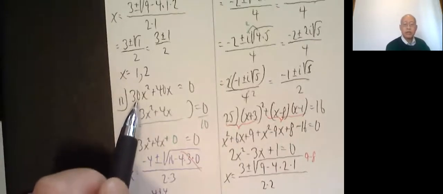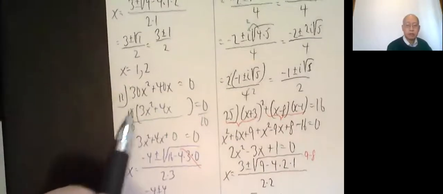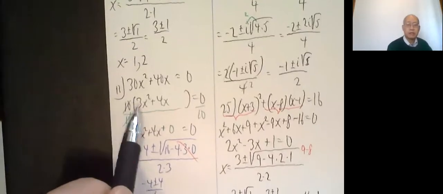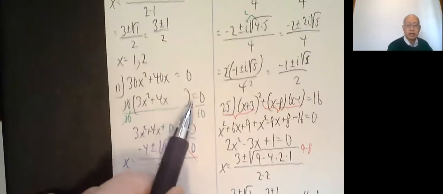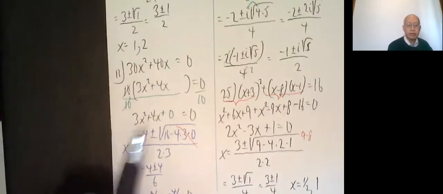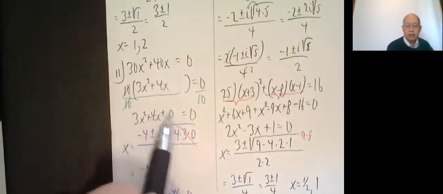Okay, this one, 30x squared plus 40x equals 0. Let me factor out a 10, make the problem a little bit nicer. 10 times 3x squared plus 4x equals 0. Divide by 10, and it's gone. So a is 3, b is 4. I don't see anything for c, so you pretend it's a 0. C equals 0.